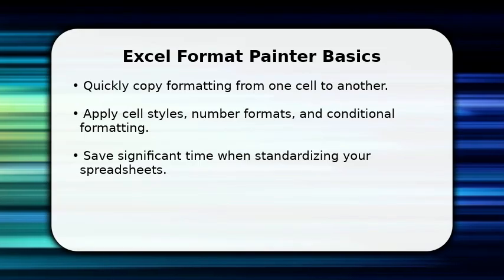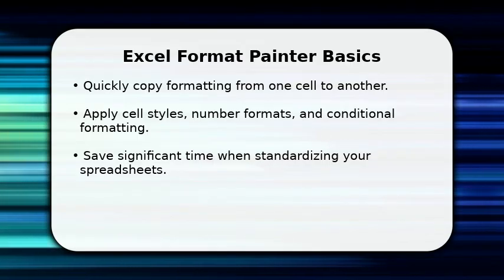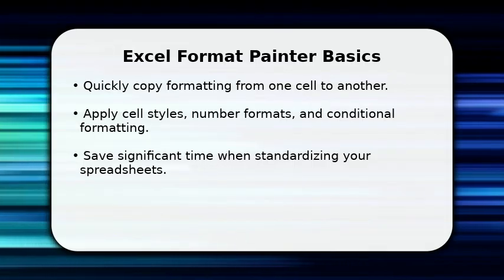In this video, I will explain how to use Excel's Format Painter. First, locate the Format Painter icon on the Home tab, which looks like a paintbrush. Select the cell or range with the formatting you wish to copy. Then, click the Format Painter icon once to activate it.